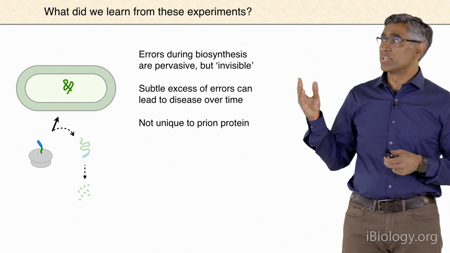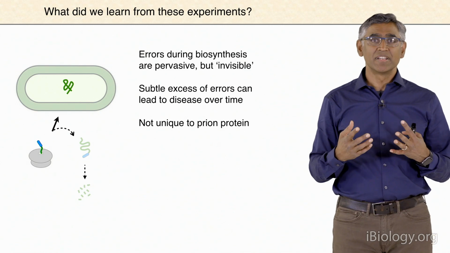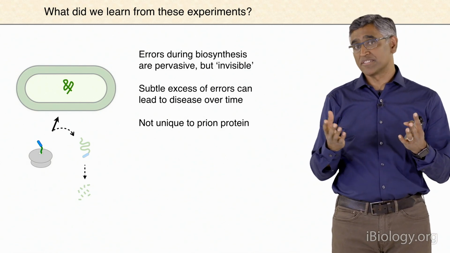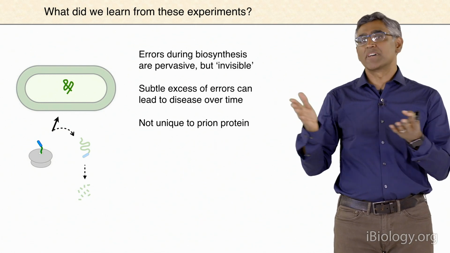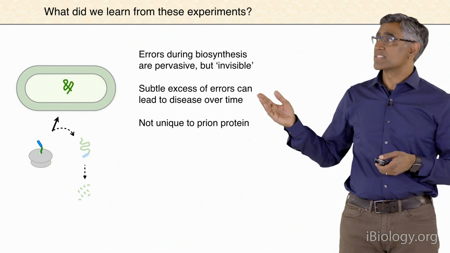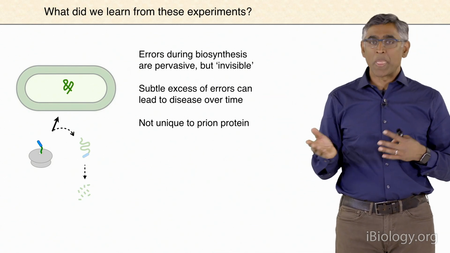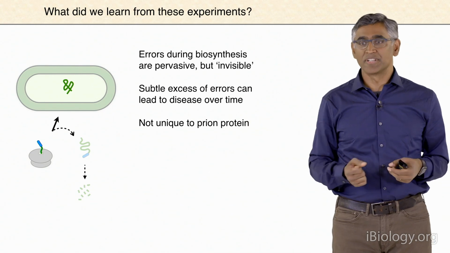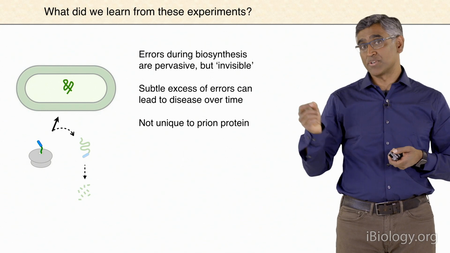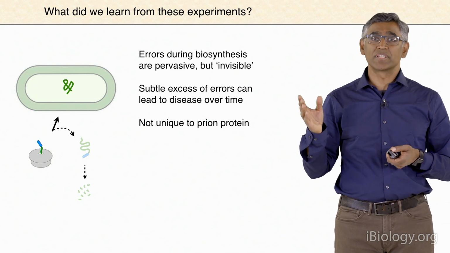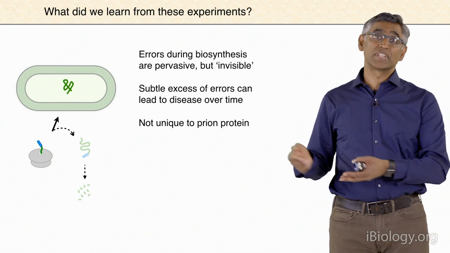And so what we learned from all of these experiments is that, in fact, errors during biosynthesis seem to be pervasive because many of these things that I told you about apply not only to prion protein signal peptide, but also to other signals, and that subtle excesses in these errors can lead to disease over time. And in fact, if you look in the human population, there are rare diseases in which signal peptides of other types of proteins are mutated, and those often cause a dominant disease in the tissue where that protein is expressed.